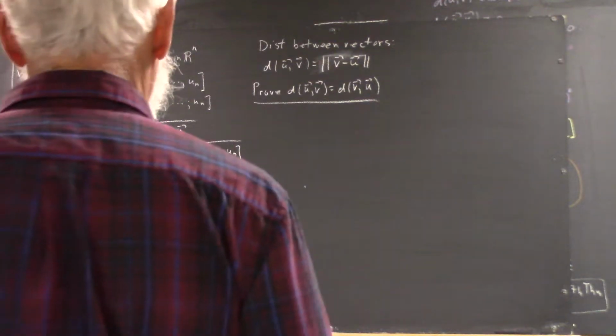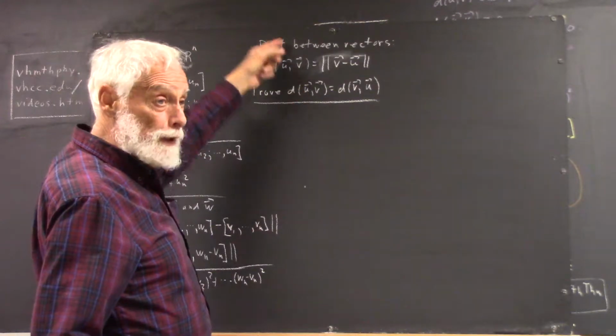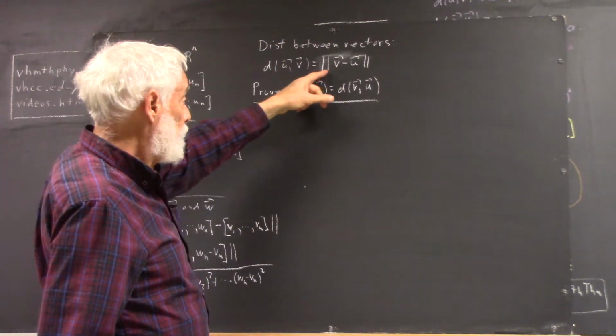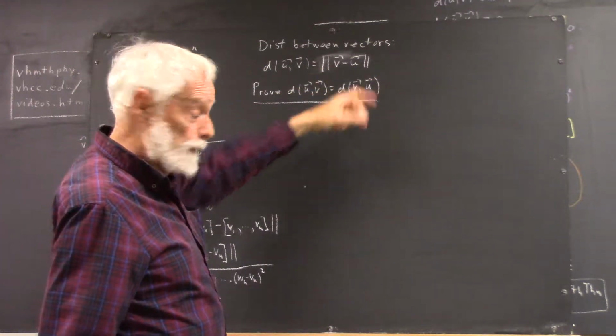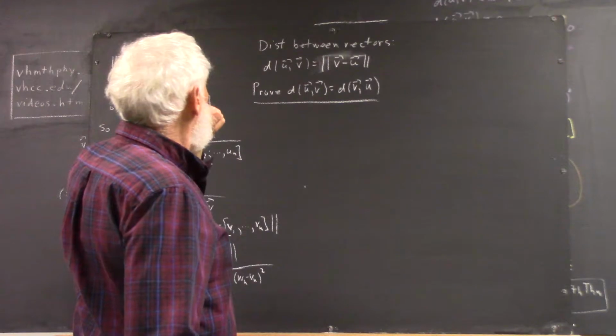Okay, now, we make a formal definition. D of uv stands for the distance between two vectors. We've already defined that as being the magnitude of the difference of the two vectors. So here's our definition of distance between two vectors.